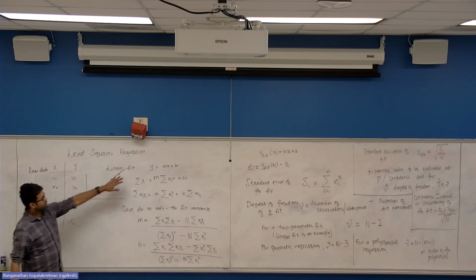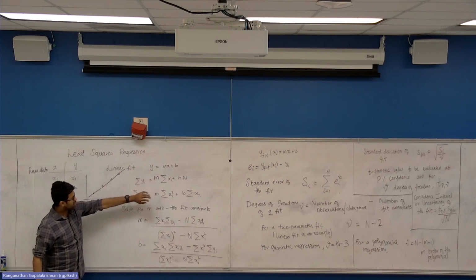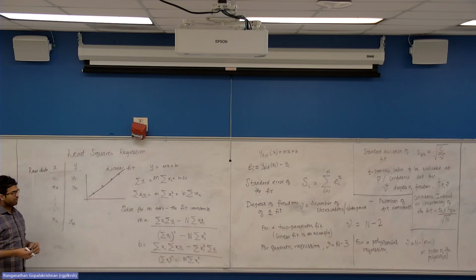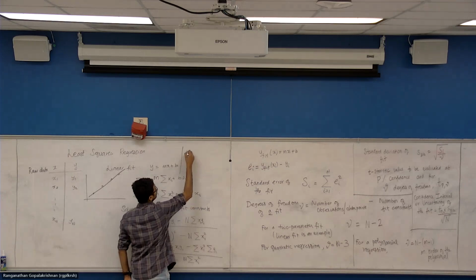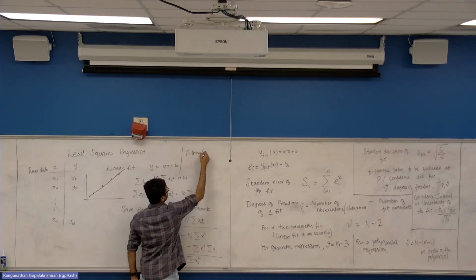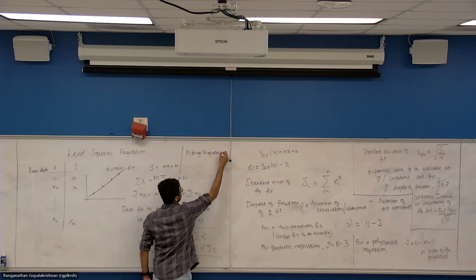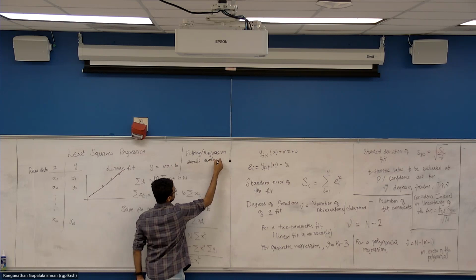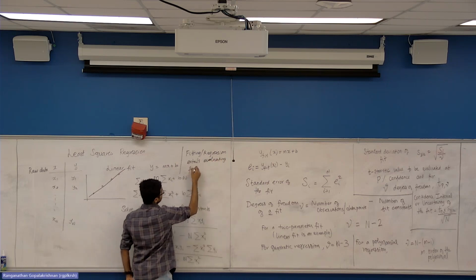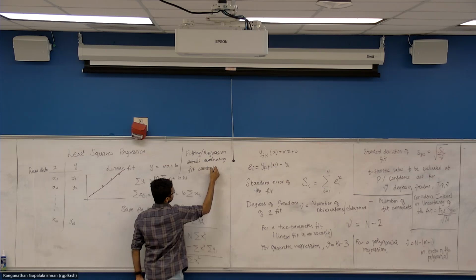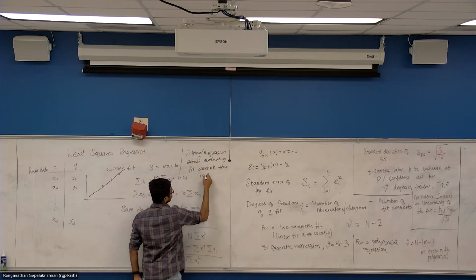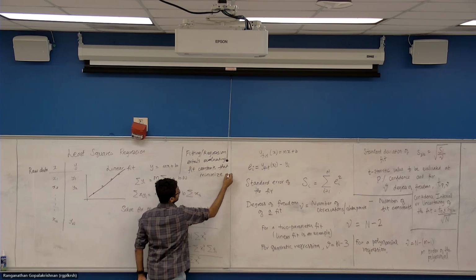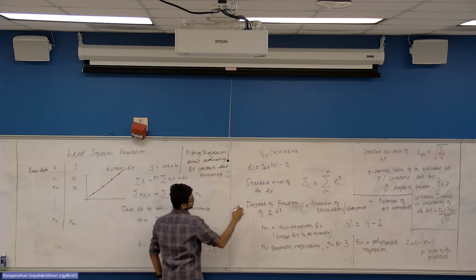So we have a straight line, y equal to mx plus b, and the whole process of fitting is to evaluate m and b. So I'll write here: fitting or regression entails evaluating fit constants that minimize SSE.